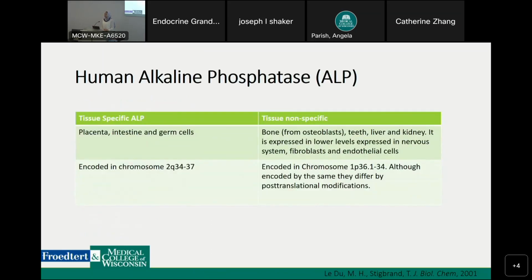Human alkaline phosphatase is of two types. One is the tissue-specific alkaline phosphatase, and the other is the tissue non-specific. We will be focusing more on the tissue non-specific today. It's highly expressed in the bone, teeth, liver and kidney. That's why it's called tissue non-specific. And it's encoded on chromosome 1. The difference between the bone, liver, and kidney forms mainly comes from post-translational modifications of the enzyme. Tissue-specific alkaline phosphatase is encoded on a different chromosome, and it's highly expressed in the placenta, intestine, and germ cells.